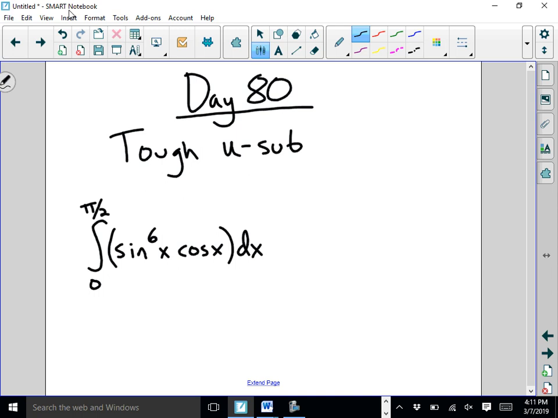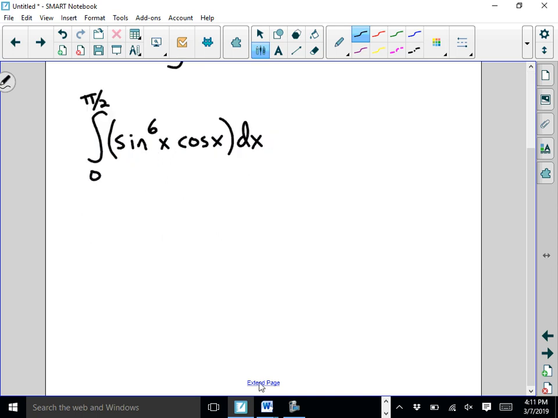I want u to be sine x instead of u to be cosine x, because then I can sub out sine to the 6th x with u to the 6th, right? And I don't have to worry about that 6th power. I'm never going to account for it in my u substitution, but I can do the integral of u to the 6th. So if we see this, I'm going to choose u to be sine x. The nice thing is du then just comes out to nice old cosine x dx, which is exactly what I have here. I don't even need to make an adjustment on this problem, which is awesome.